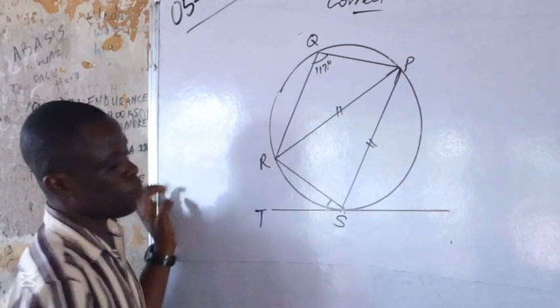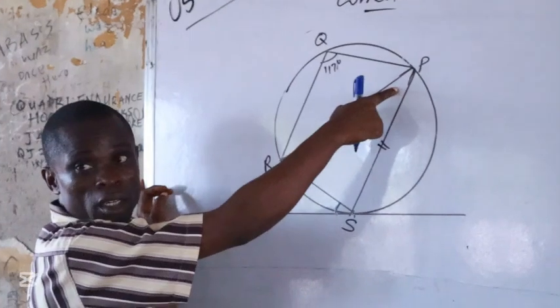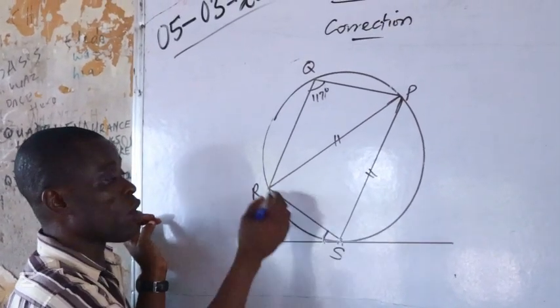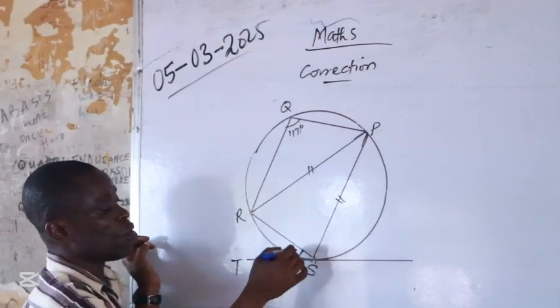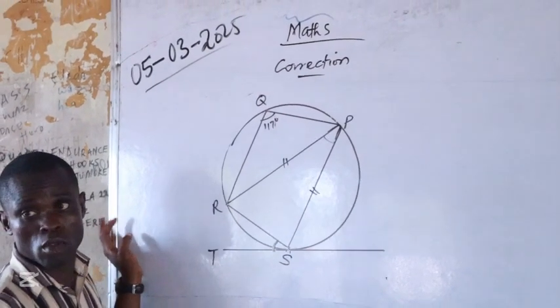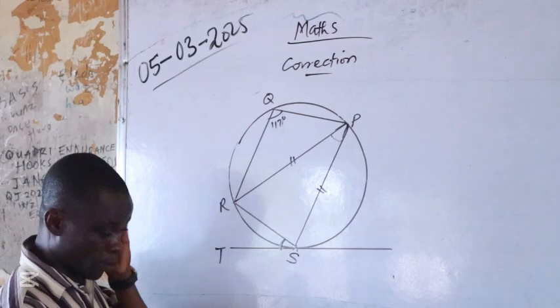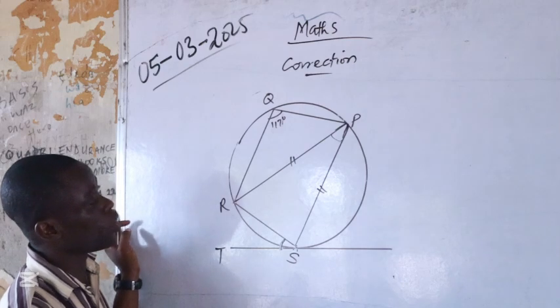And this angle is in alternate segment to this one. Because you can see that from this point of contact, we have the chord, and that line now forms a triangle. So the angle that we have here is equal to this angle. That is what is called alternate segment. But how are we now going to do that?